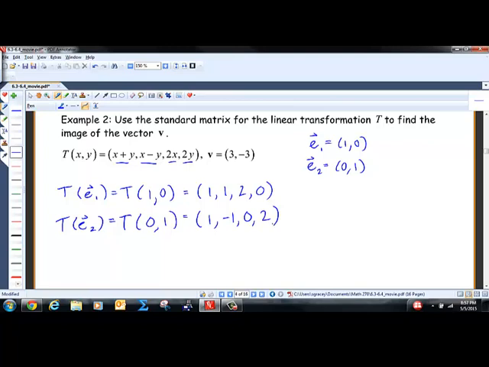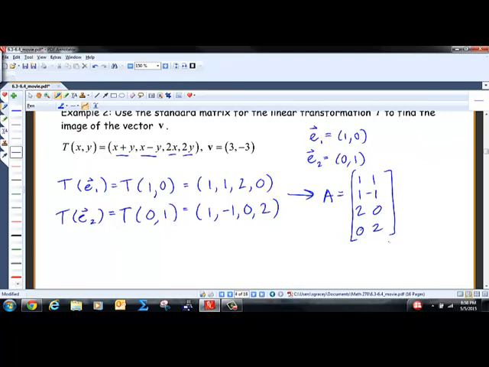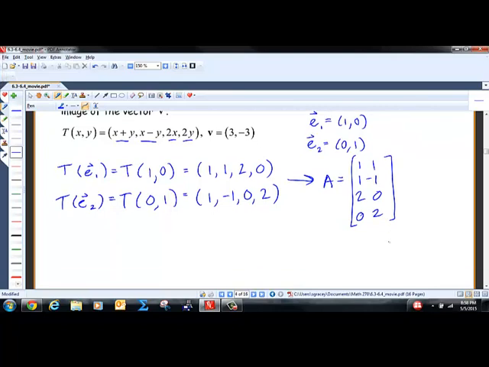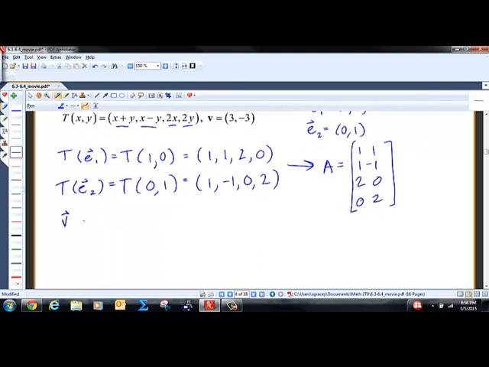So what we found from that information is that A is equal to, remember they're column vectors, 1, 1, 2, 0, and 1, negative 1, 0, 2. Good so far? Perfect. So now what's left? You got it. We need to consider our vector V, which was 3, negative 3. It's right up there, and our vector A is written to the right up there. So we just need to find A times V.